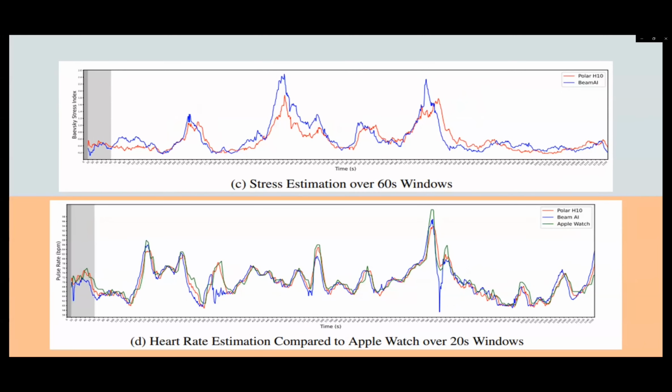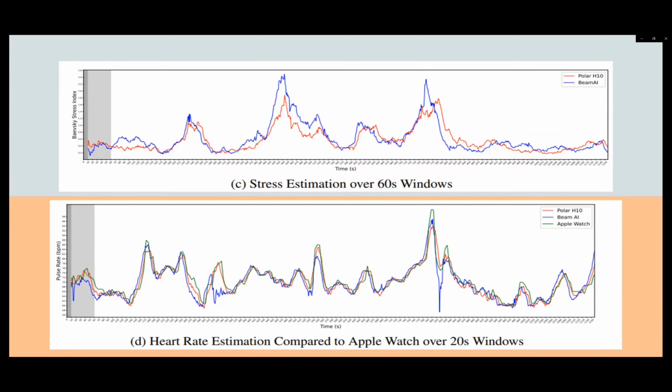Again, these are just more demonstrations to show, this time, stress and also heart rate estimation compared to the Apple Watch. The image on top shows stress estimation from the Polar H10 and then the Beam AI. As you can see, the Beam AI does spike higher whenever there are peaks. They are much greater than what the Polar H10 is showing. However, the overall flow and pattern is fairly similar.